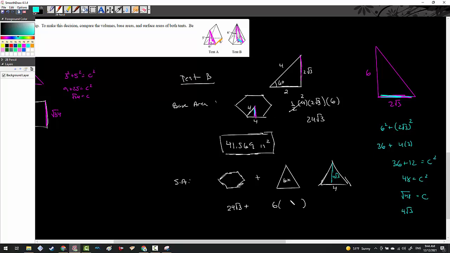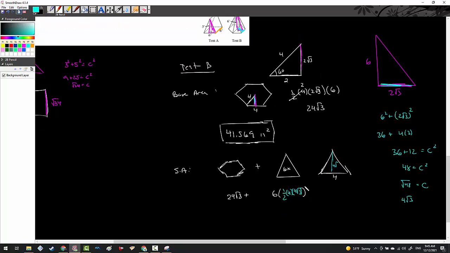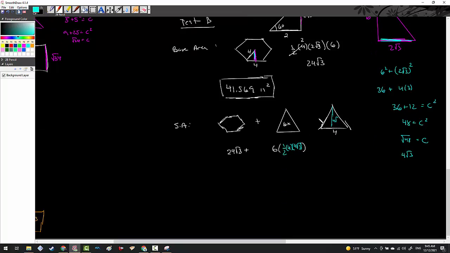So that's going to be 6 times these areas. So that's going to be 1/2 base, and the base we determined to be 4, and the height is 4 rad 3. So the hardest part here, it's actually not that easy. The hardest part is going to be figuring out that hexagonal slant height right there. So hopefully that's not too confusing.